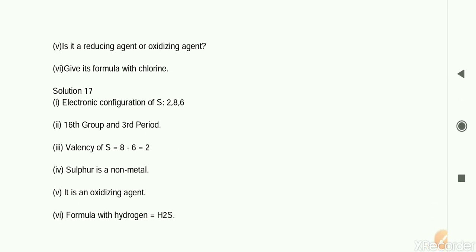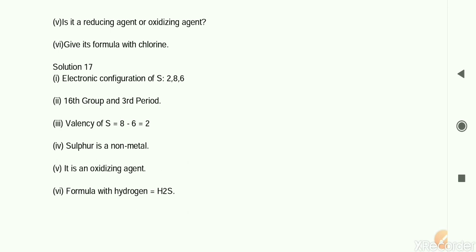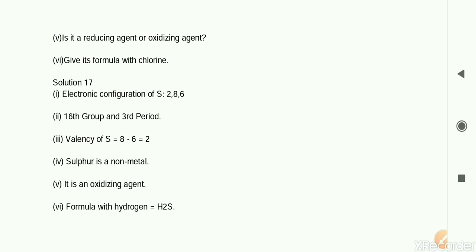Question number 5, is it a reducing or oxidizing agent? This is based on redox reaction. You would have studied in earlier class, 8th and 9th already. You have learned this topic. Reducing agents and oxidizing agents, that is from reduction and oxidation. So it is an oxidizing agent. How is it an oxidizing agent?